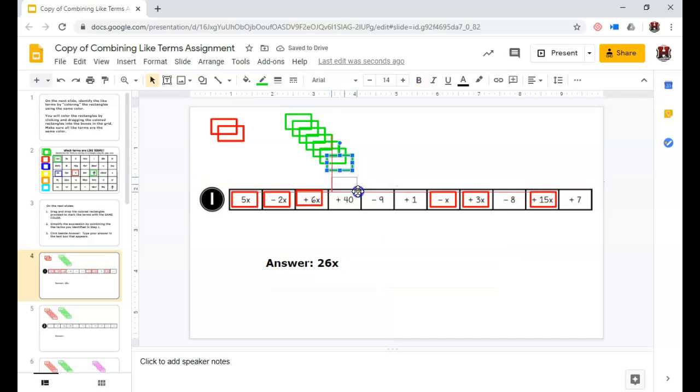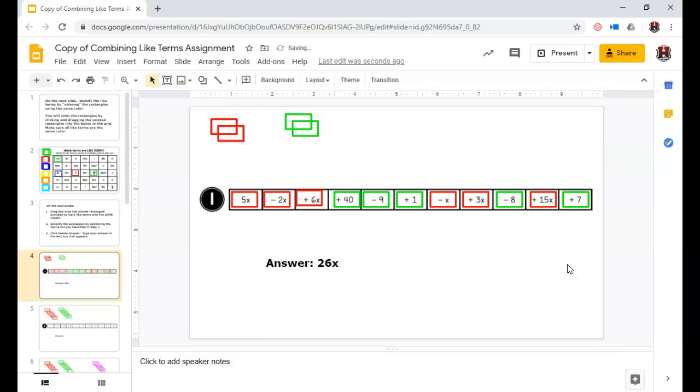All right, now you'll go to a different color. So you have plus 40, which has no last name. So everybody who doesn't have a last name will get a green box. So you'll have minus 9, plus 1, minus 8, plus 7. So now you'll focus on the green box and type in what it says in your calculator.